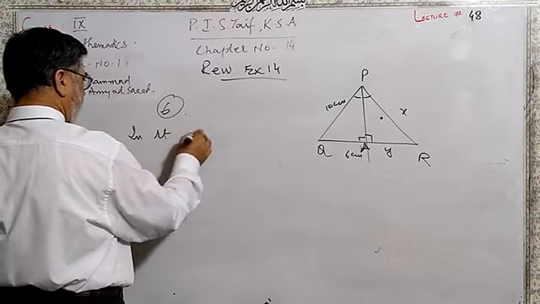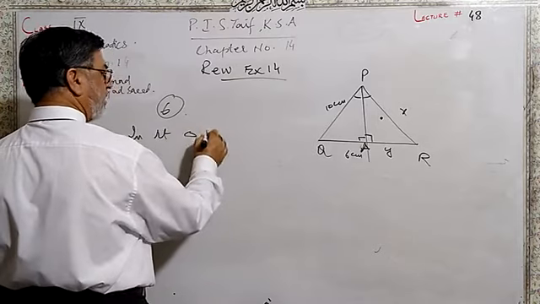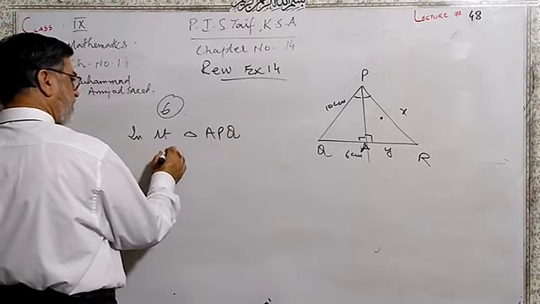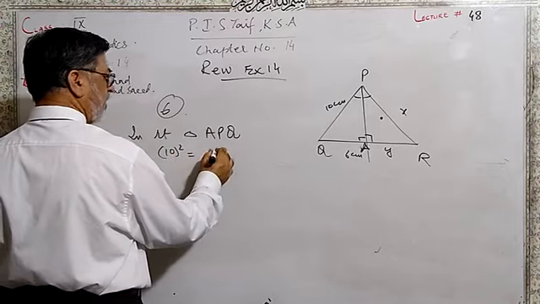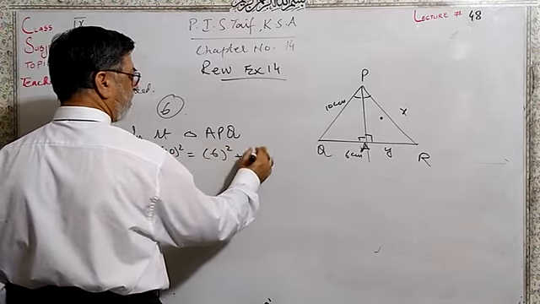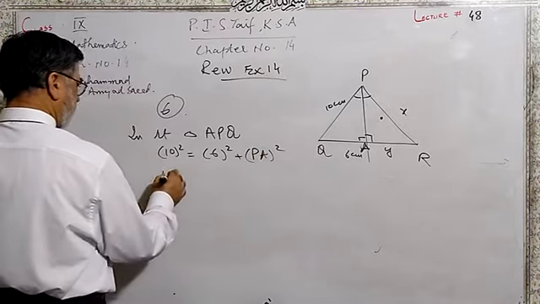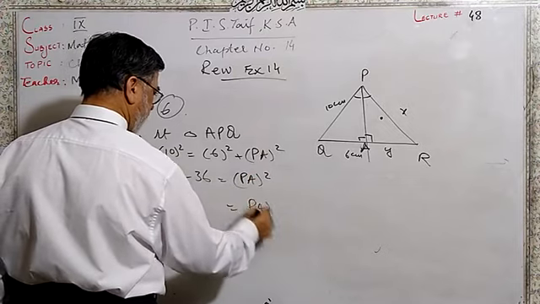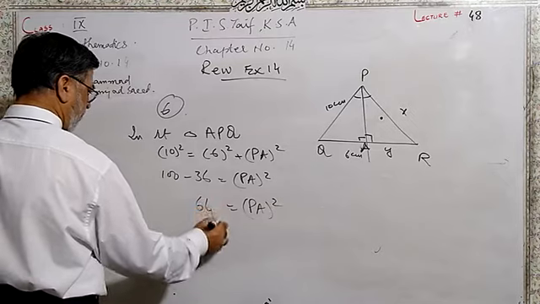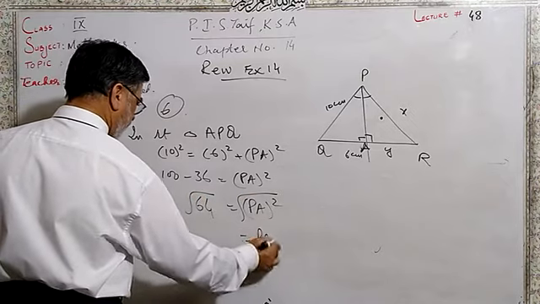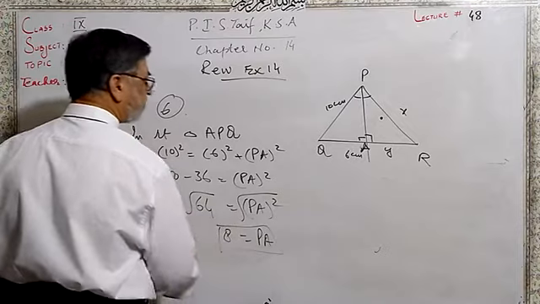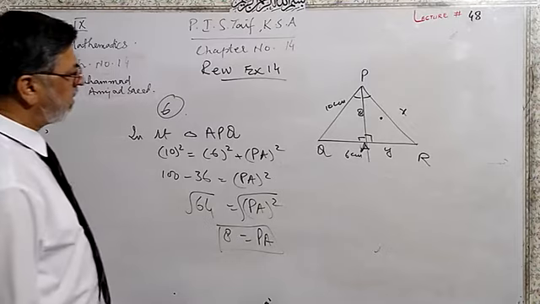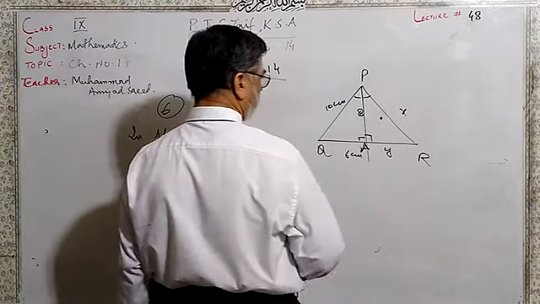In right triangle APQ you can apply Pythagoras theorem: hypotenuse square is equal to base square plus perpendicular square, PA square. Here it is 100 minus 36, so PA square equals 64. Taking square root on both sides, PA is equal to 8. After that, these two triangles are congruent.